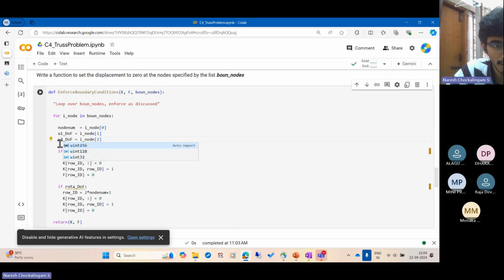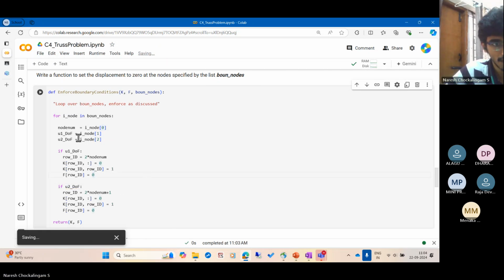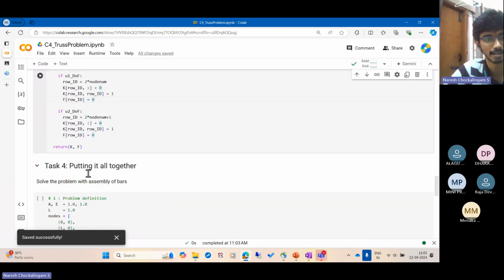So here, if U1 degree of freedom is true, if I have to restrain this, then corresponding to U1, what is the row ID? It is 2 star the node number. Then these operations are the same. So instead of rotation, you have U2 degree of freedom. That's all. Nothing else will change. Loop over all the boundary nodes and enforce the boundary conditions in this format.